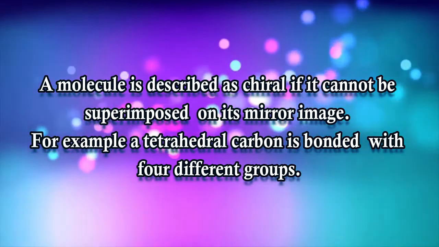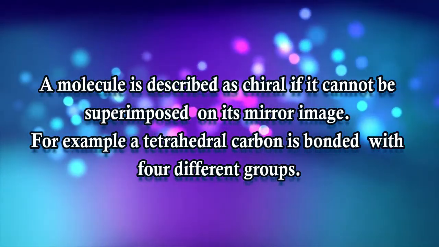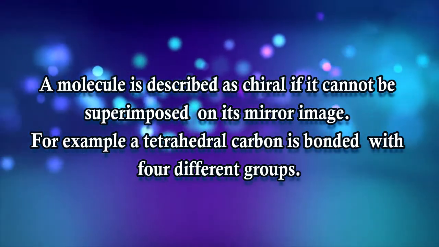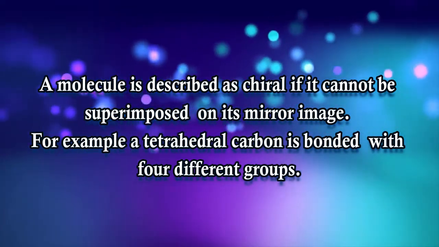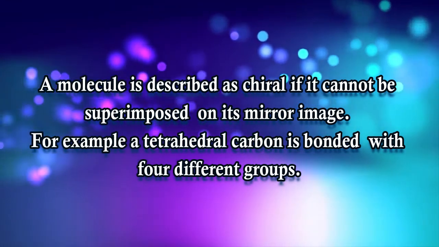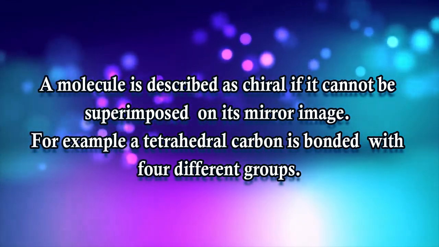An example is given here: a tetrahedral carbon bonded to 4 different groups is basically a chiral center. So a tetrahedral carbon bonded to 4 different groups will be termed chiral.